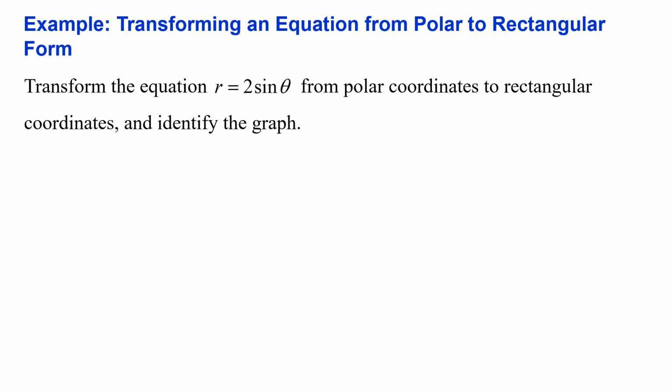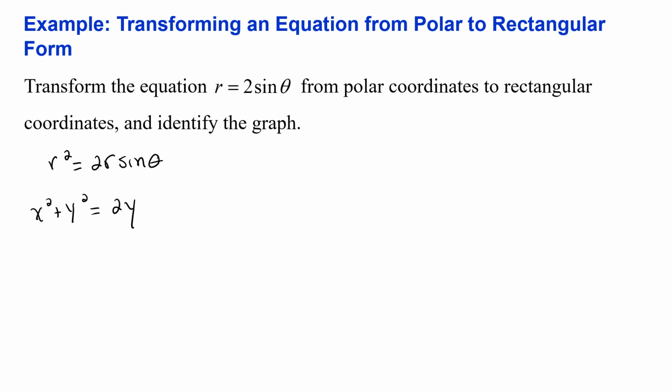So this gives us the equation r squared equals 2r sine theta. Using our conversion equations, we can replace r squared with x squared plus y squared, and we can replace r sine theta with y and write an equivalent equation of the form x squared plus y squared equals 2y. Now this is the equation of a circle.